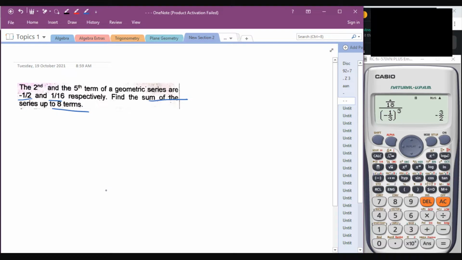Paano ba? For the 8th term. Okay. The second and the 5th term of the geometric series. So, A2 is negative 1 half, and A5 is 1/16. Hindi natin alam si A1. Hindi natin alam si R. Madaling hanapin yan. Okay, hanapin na lang natin si A1, pero hanapin muna natin si common ratio.